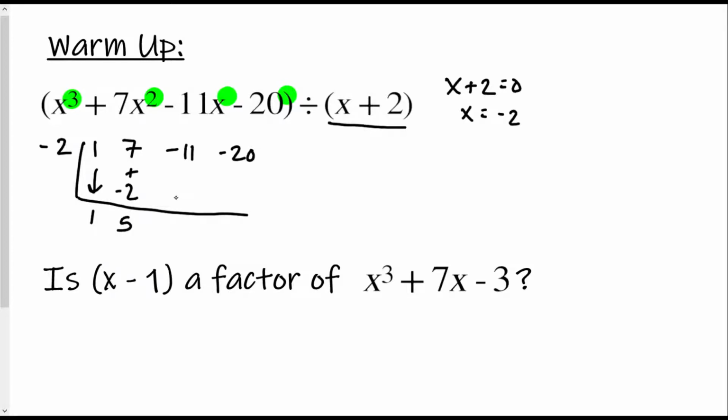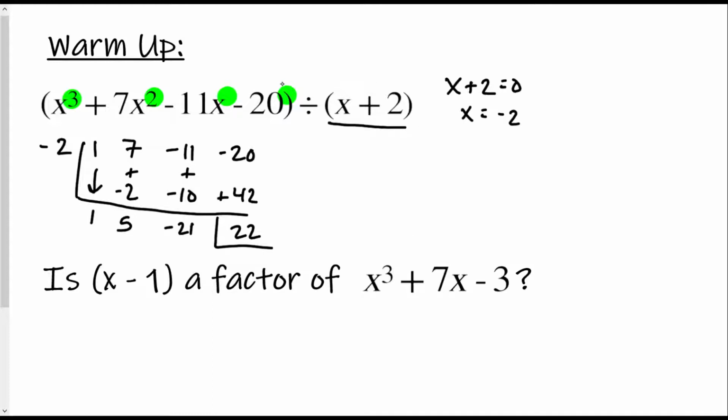Negative 2 times 5 gives me a negative 10. Well, negative 11 minus 10 is negative 21. Negative 2 times negative 21 is a positive 42. And when I have negative 20 and positive 42, I have a remainder here of 22.